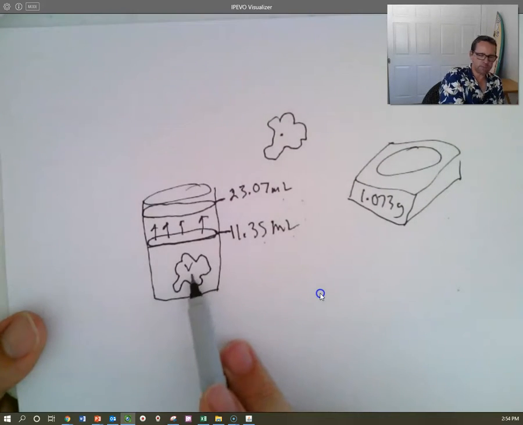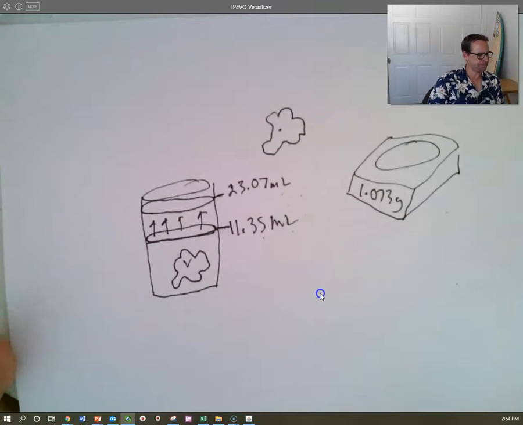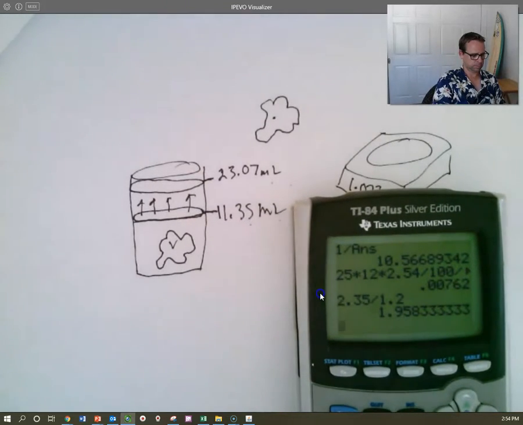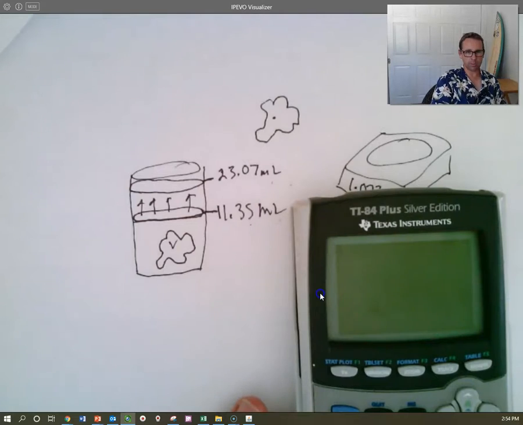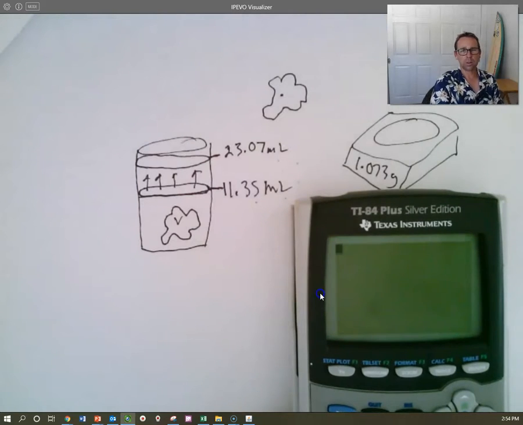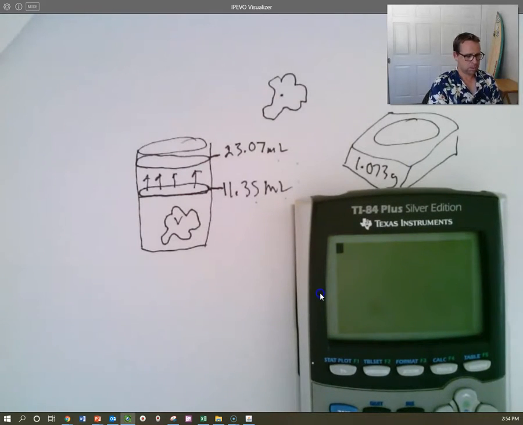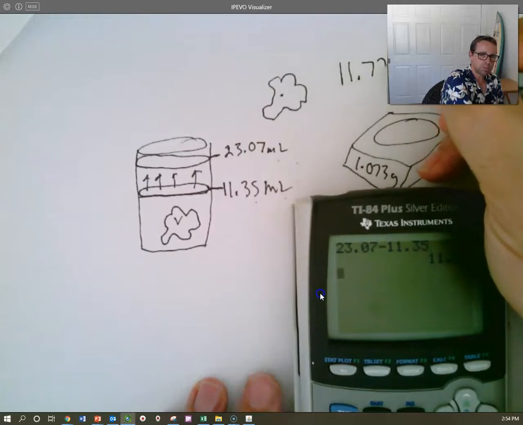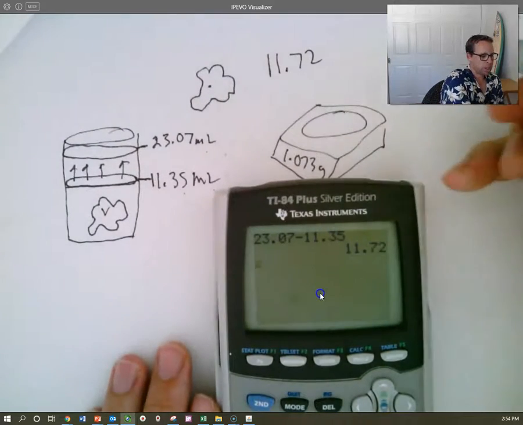So how can I find the volume of this mass from this information? So you would subtract to get the difference. All right. So I would subtract what number from what number? So you would subtract the 1.35 from the 23.07. All right. 23.07, subtracting the 1.35 from it, and I get 11.72. So that is my what? My mass or my volume? That's your volume. And what are my units?